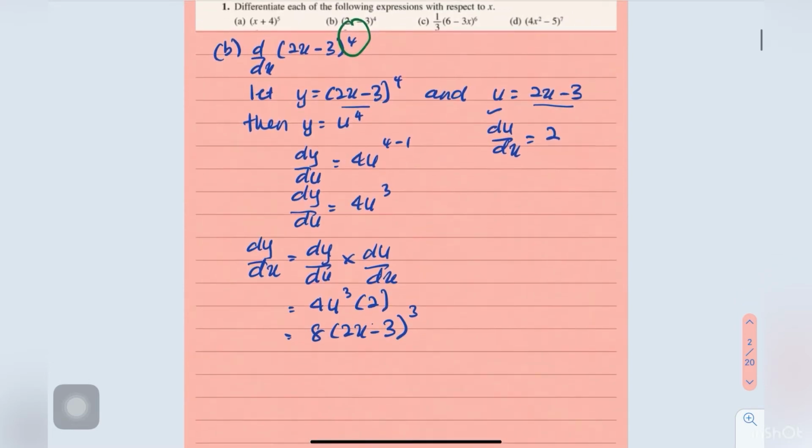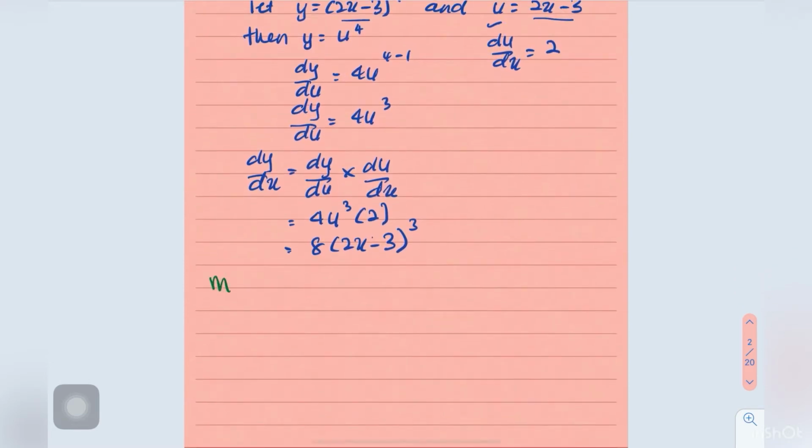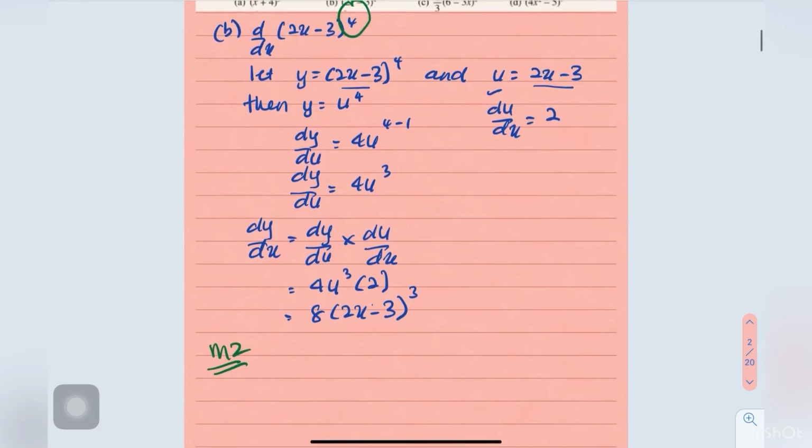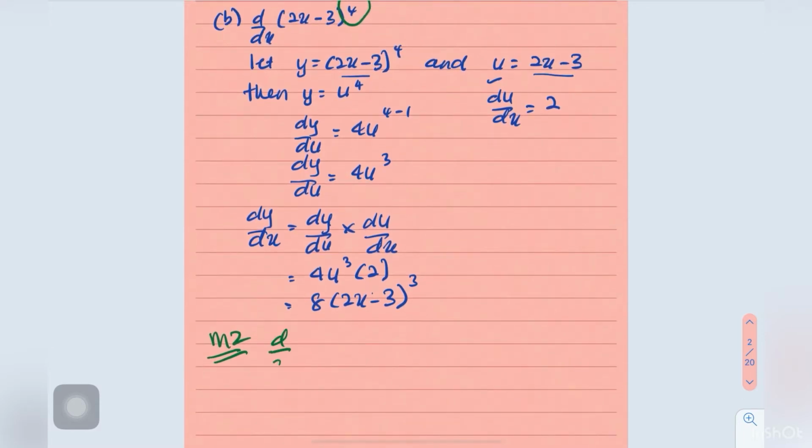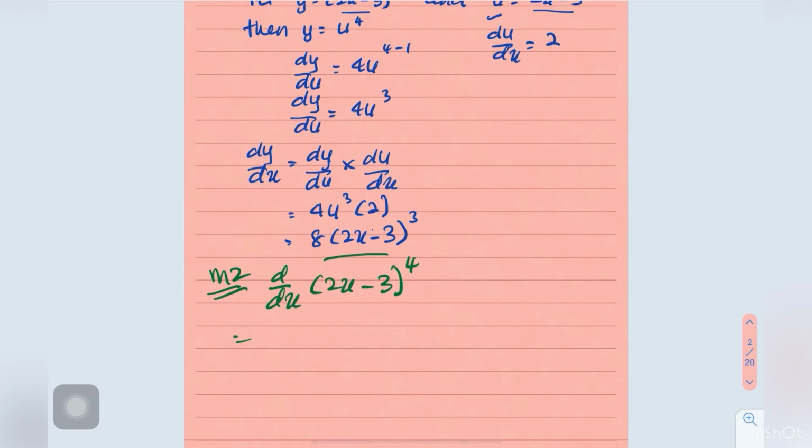Same thing for question 1b. Method 2, differentiate d/dx of (2x minus 3) power of 4. Then you move in front 4, (2x minus 3) power of 4 minus 1. Then you differentiate another time the function in the bracket. 2x minus 3, differentiate, we get 2. So finally 8 times (2x minus 3) power of 3.